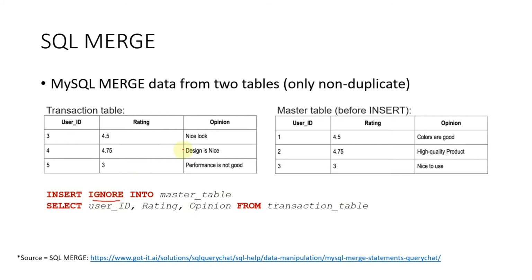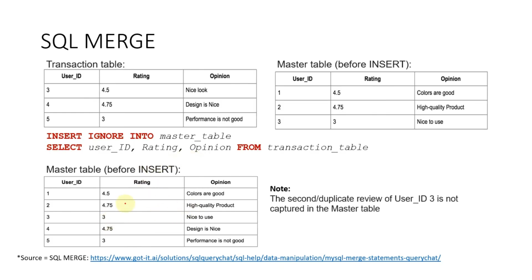So here we have two tables, transaction table and master table. In master table we have 1 2 3, and in transaction we have 3 4 5. So this 3 is actually repeated, duplicated. So with the help of this ignore, this 3 will be ignored second time. So once we execute this query, we will get a result like this. Now the 3 is not repeating here.